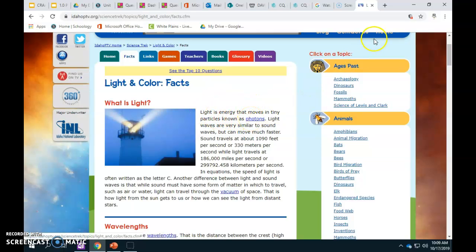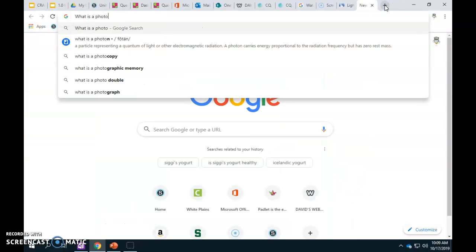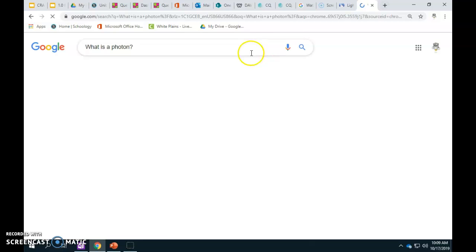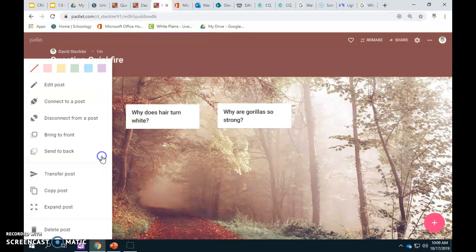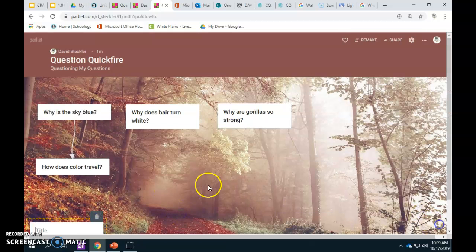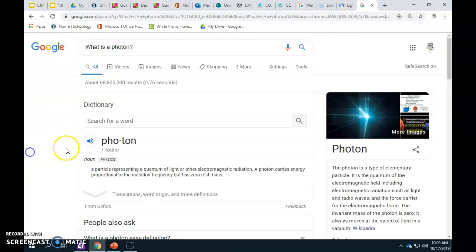Well, I don't know what a photon is. So my next question is going to be, what is a photon? So I'm going to ask this question, and then I'm going to go back to Padlet. And because this question didn't stem from this question, but this one, I'm going to first write the question, what is a photon? And then I'm going to connect this to show that this question came from this question, which came from this question. And I'm going to try and find out what it is.